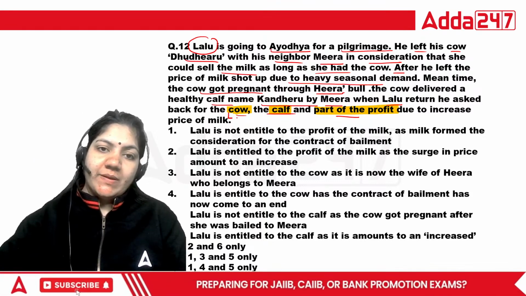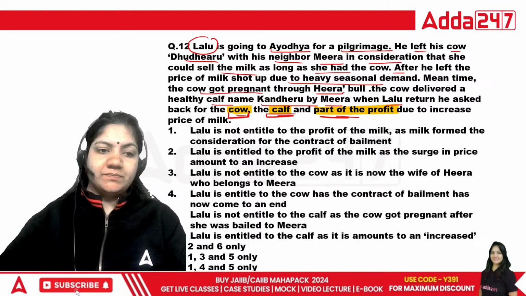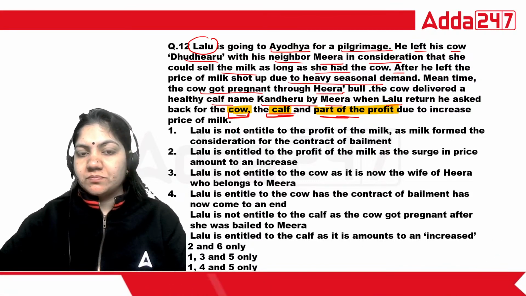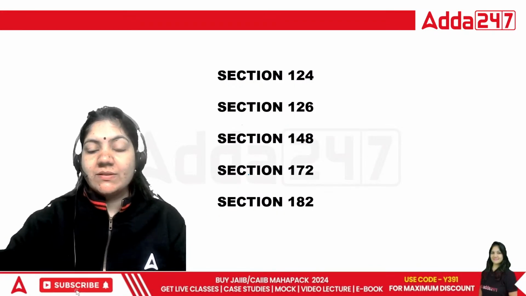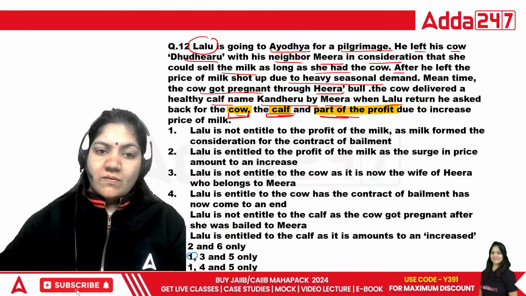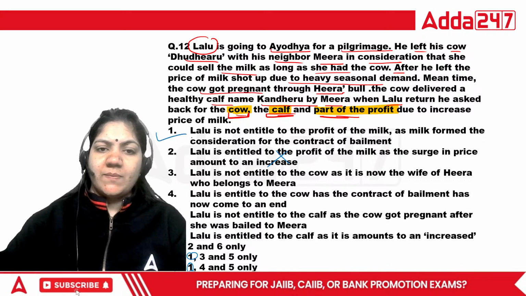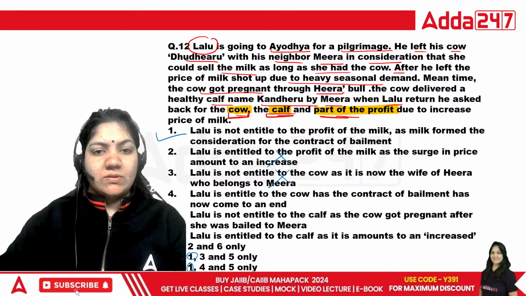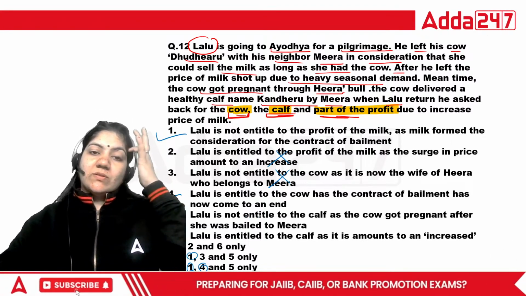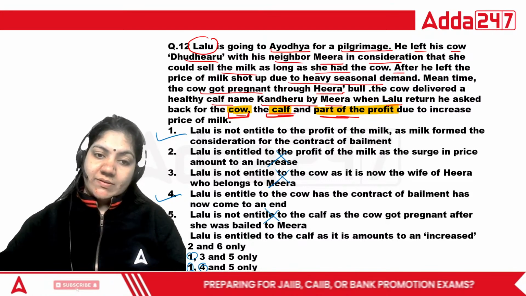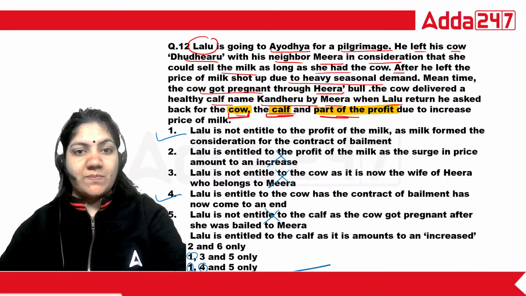So for this, the right answer will be that Lalu is not entitled to the profit of the milk. First is absolutely right. Lalu is entitled to profit? No. Lalu is not entitled to the cow? No. Lalu is entitled to the cow? Yes, fourth yes. Lalu is not entitled to the calf? No. Lalu is entitled to the calf? Yes, sixth yes. So D is the right answer for this question.